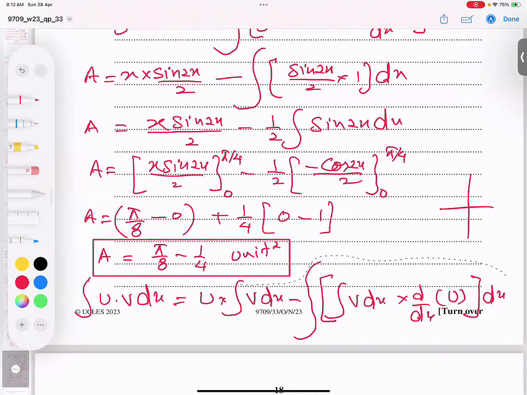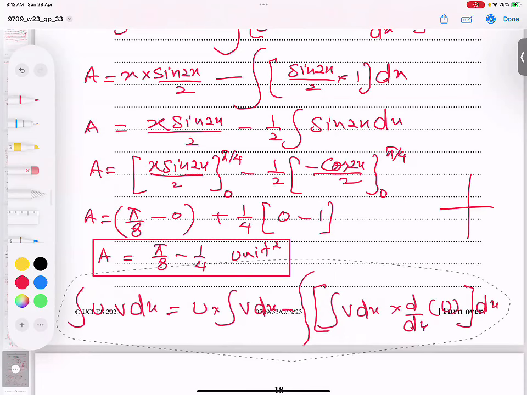So alhamdulillahi rabbil alameen, I believe the concept is very clear. The formula I'm not erasing, so if you need, you can copy from here.